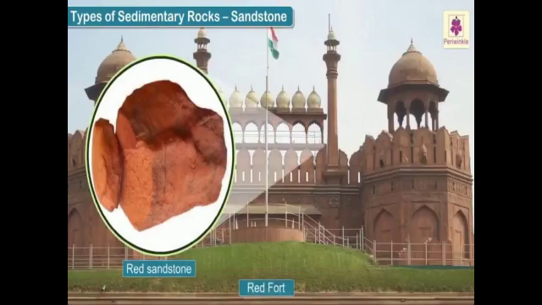It is made from particles of sand that get cemented together. It mostly contains quartz grains. Sandstone may be yellow, brown, red or pink in color. The Red Fort in Delhi and many places in Rajasthan are made of red sandstone.